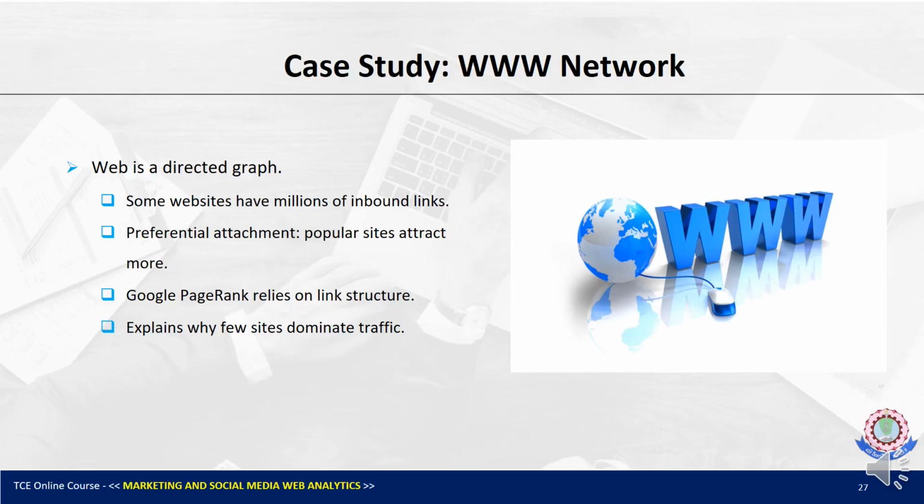Case study: the World Wide Web network. The web is a directed graph. Some pages accumulate millions of backlinks. Preferential attachment explains why Google, Wikipedia, and similar sites dominate web traffic.